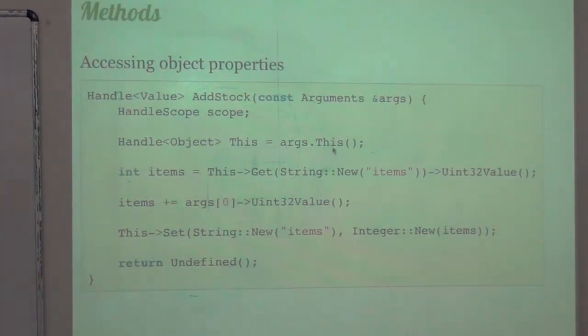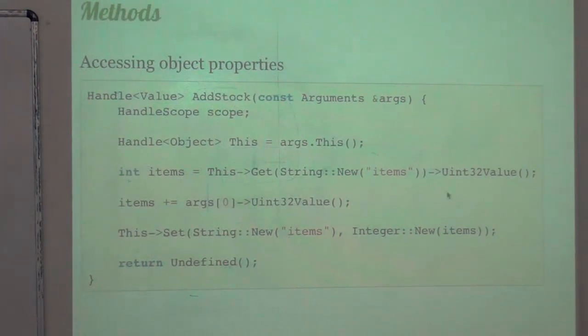So args.this will, let's say I do something like var x equal to new inventory and then x dot add stock, and let's say I pass 5. Then in this case, if you were writing JavaScript, this object in add stock would be x, right? So that's what is going to be here too. It's going to get you that this object. And then you just do a get items and get its value, right?